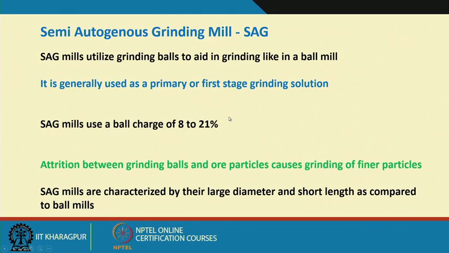There is another type of mill called the semi autogenous grinding mill, SAG. Autogenous grinding we write in the abbreviated form AG, and here we call it SAG, semi autogenous grinding mill. What is the semi autogenous grinding mill? It utilizes grinding balls to aid in grinding, like in a ball mill, but at a reduced quantity, much less than what we use in a ball mill.